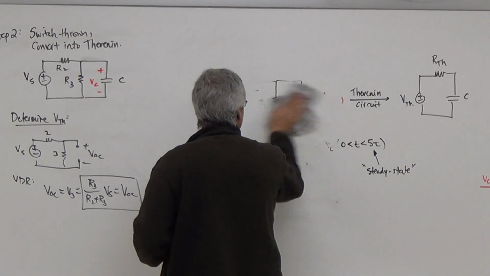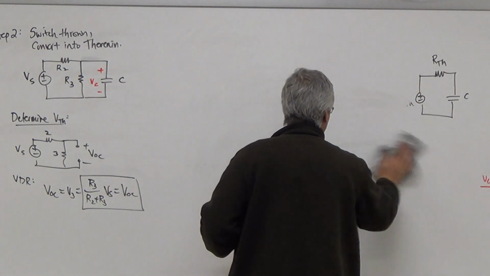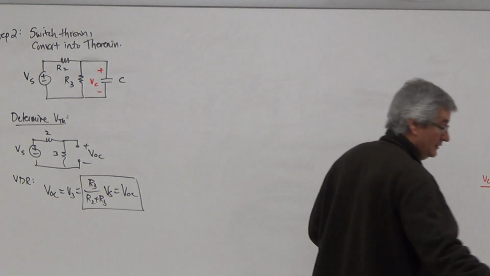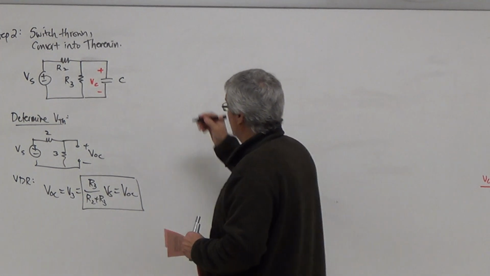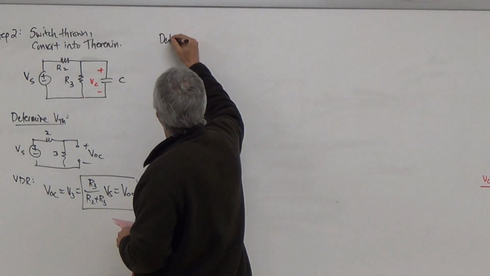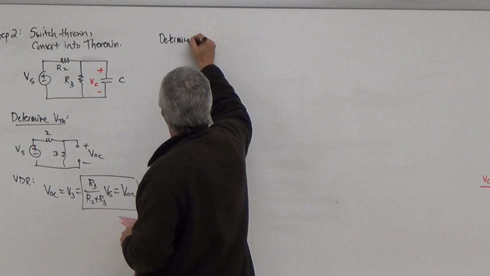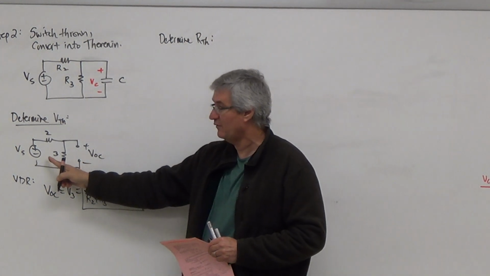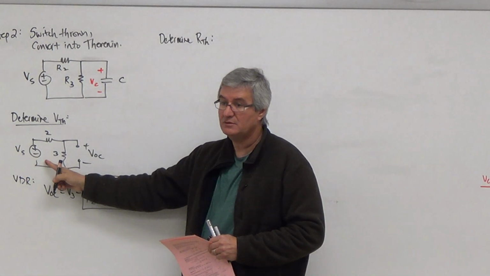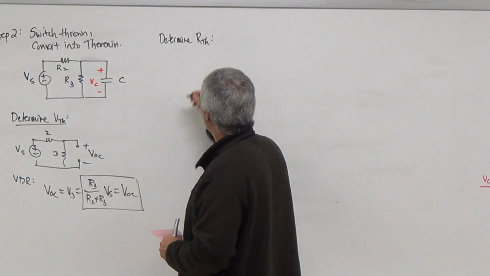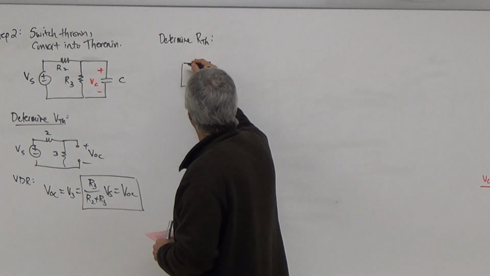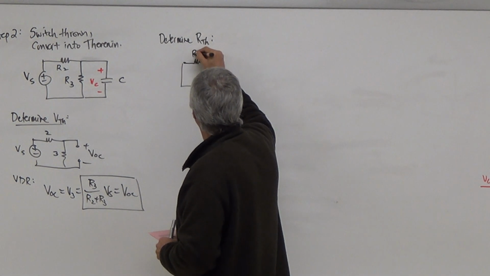So in this case here, this is a fairly nice circuit here. So then if I'm going to determine RTH, well, what am I going to do to that circuit? Well, I remove the load. I'm going to short out the voltage source. So if I short out the voltage source, I get this.